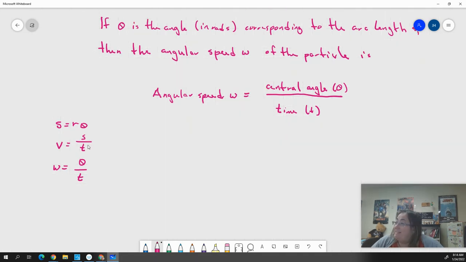I'm going to give you one little piece of information as well. See how we have s over t right here, arc length over time? Arc length over time is the same thing as the radius times theta over time. Why? Because S equals R times theta. And that might come in handy for you at some point.